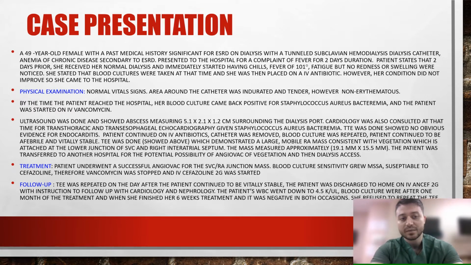TTE was done and was negative. Therefore, a transesophageal echocardiogram was done after that, which showed a large mobile right atrial mass consistent with vegetation, which is attached to the lower junction of the superior vena cava and the right intra-atrial septum. The mass measured about 19 by 15 millimeters.